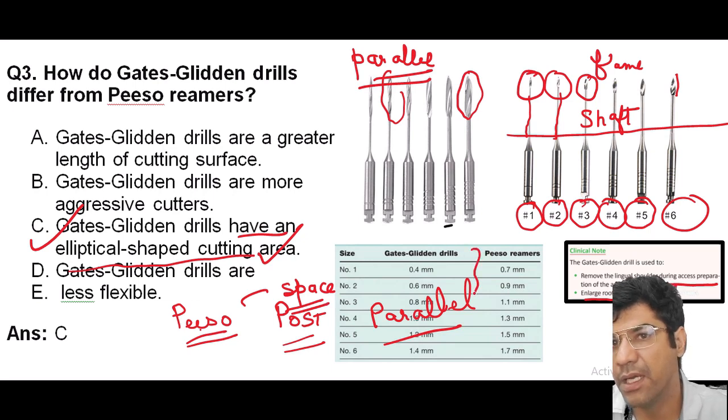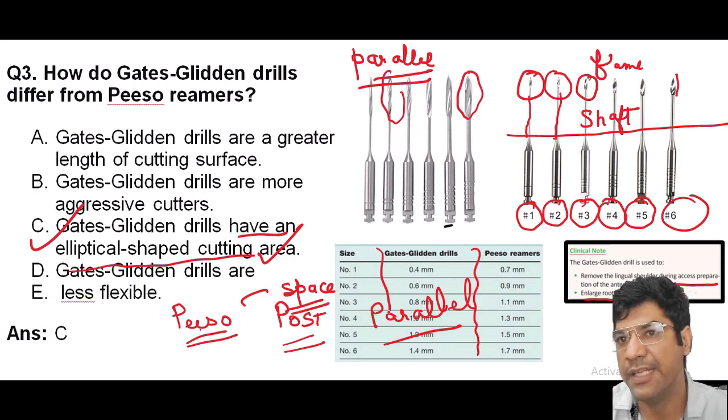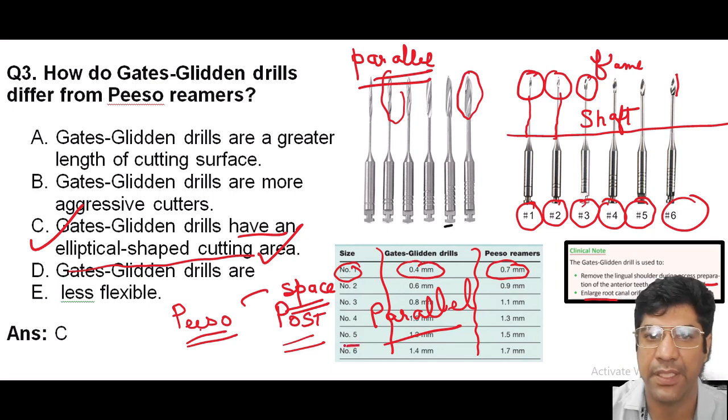The number 1 has 0.7 mm size, whereas for the GG drill number 1 the size is 0.4 mm, and for number 6 the size is 1.4 for the GG drill, and for the Piezo Reamer it's 1.7.